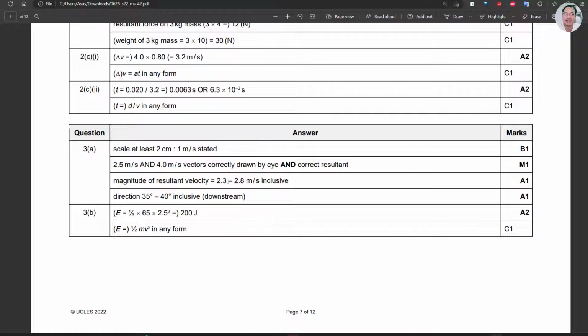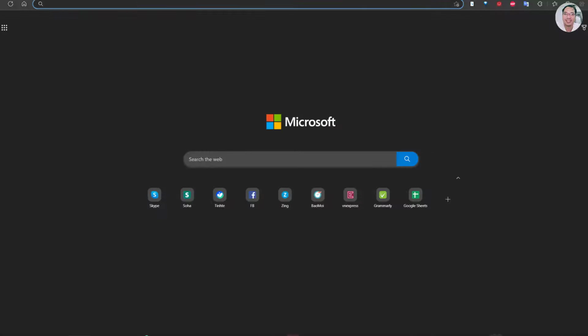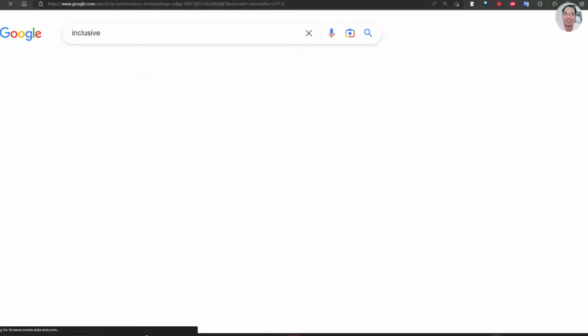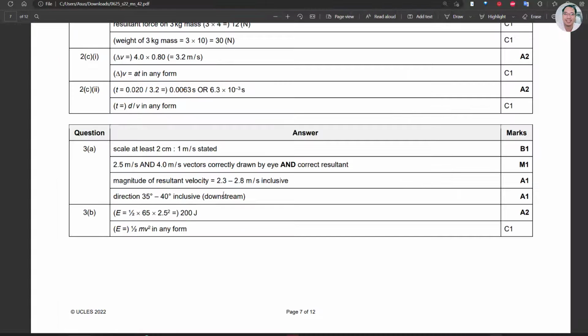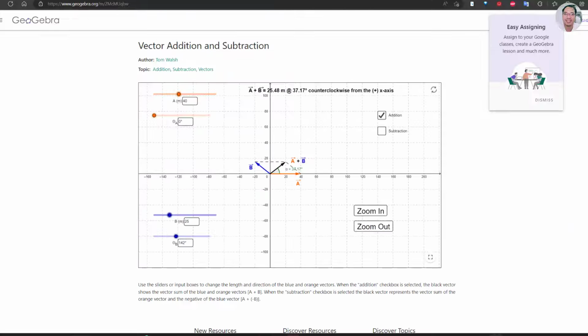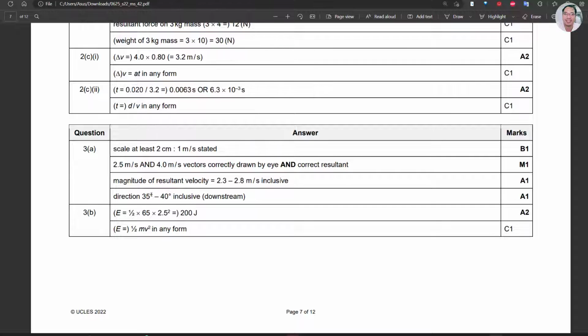The resultant velocity magnitude is accepted from 2.3 to 2.8 inclusive. What does inclusive mean? Including or covering all, not excluding any other parties or group involved in something. So you are allowed to make a small mistake within this range. Direction from 35 to 40 degrees, and it is 37, which is in this range.